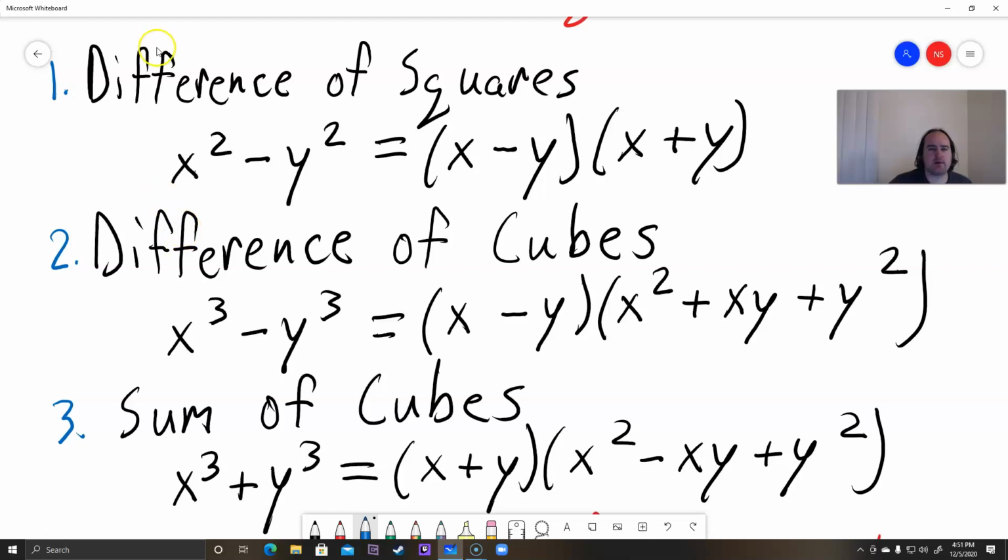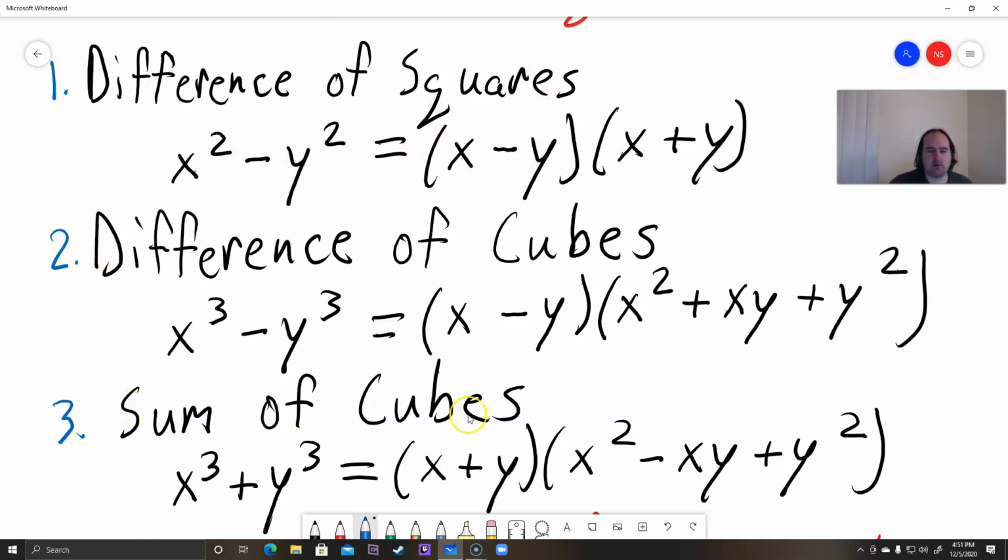The most common one is the difference of squares. People use that one all the time. For that one, if you have something squared minus something else squared, x squared minus y squared, you get x minus y times x plus y. This one is the most common and the most important.